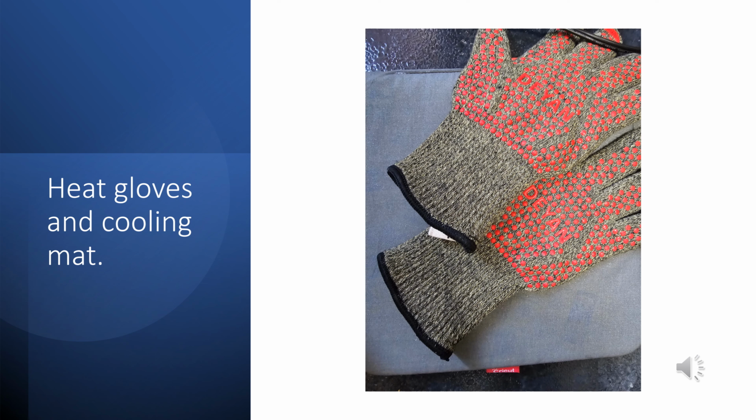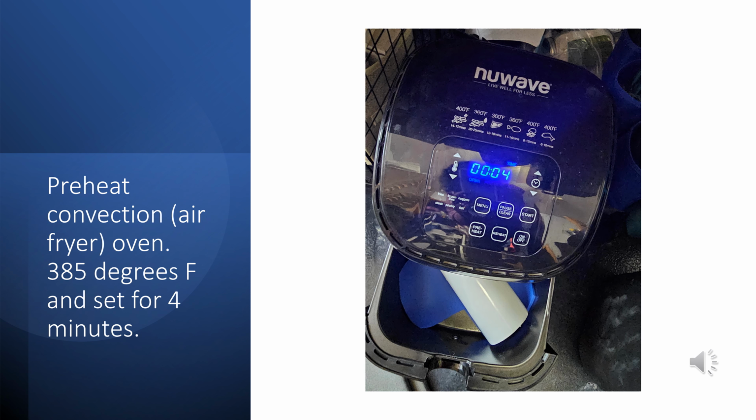A couple other things that I wanted to mention is you're going to want either some good hot pads or some heat resistant gloves. So I'm using these heat gloves, and I also have pulled out a mat for cooling because they come out extremely hot. So be very careful. Now it's time to preheat your oven. I am actually using an air fryer. That's what I use for my tumblers. Works very good for me. This is the one that I have.